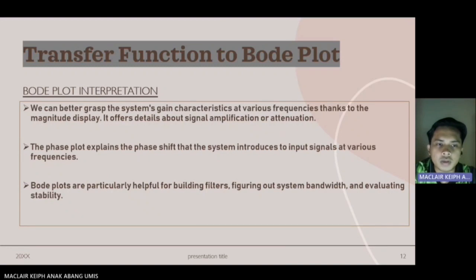The third one is Bode plot interpretation. We can better grasp the system's gain characteristic at various frequencies thanks to the magnitude display, which offers detail about signal amplification or attenuation. The phase plot explains the phase shift that the system introduces to input signals at various frequencies. Bode plots are particularly helpful for building filters, figuring out system bandwidth, and evaluating stability.